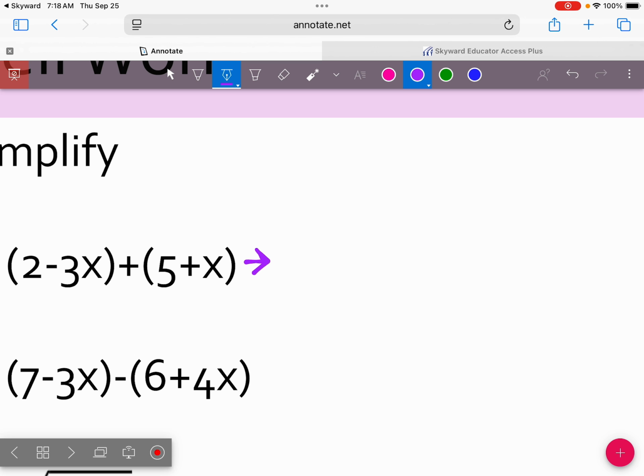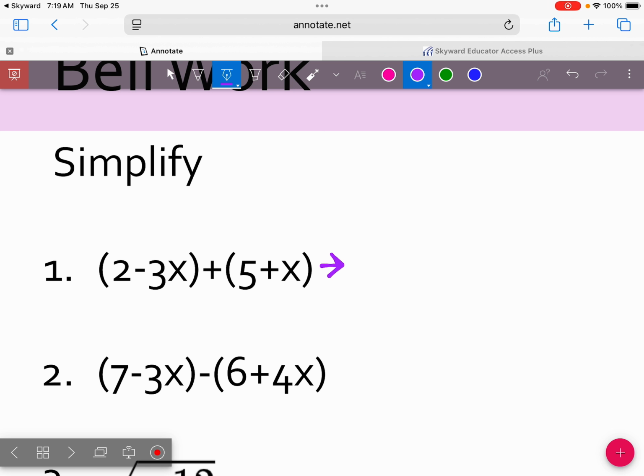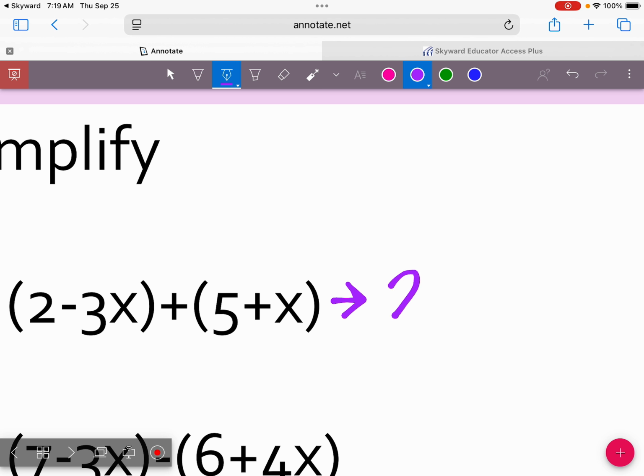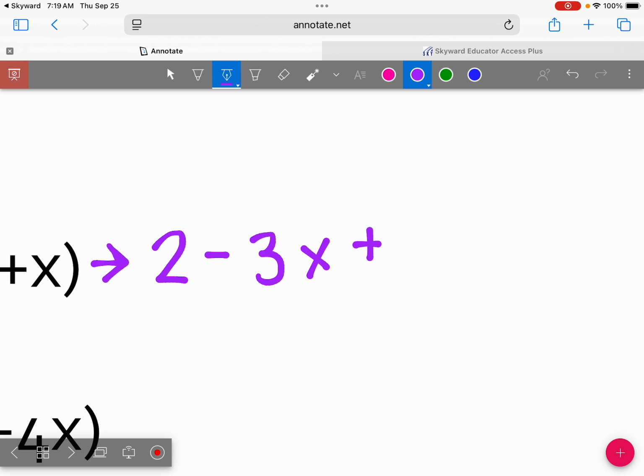Are these parentheses doing anything for us? Do I need to do any distributing or anything like that? What's that one? Are those parentheses doing anything? Not really. What about these parentheses? Do I need to do any distributing or anything? No. I'm gonna get rid of them all. They're not doing anything. I don't have anything I need to distribute. I don't have anything that's being weird about it. So this is the exact same thing as if I had 2 minus 3x plus 5 plus x. It's the exact same thing.